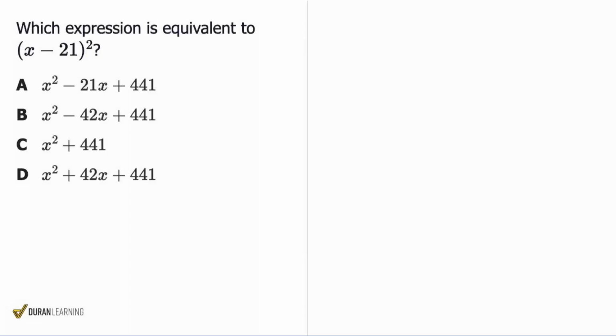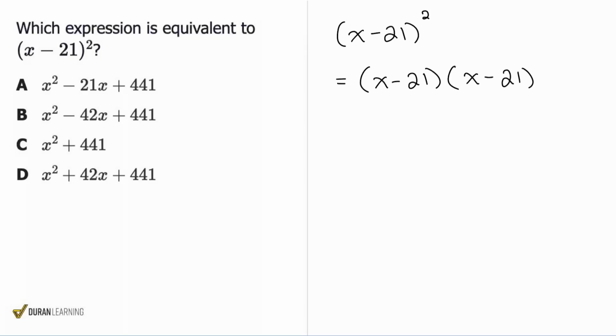So what I'm going to remind you of is that (x minus 21) all squared is the same as saying (x minus 21) multiplied by itself, multiplied by (x minus 21). So that's part one, understanding what that actually means. And now number two, we'll go ahead and expand.